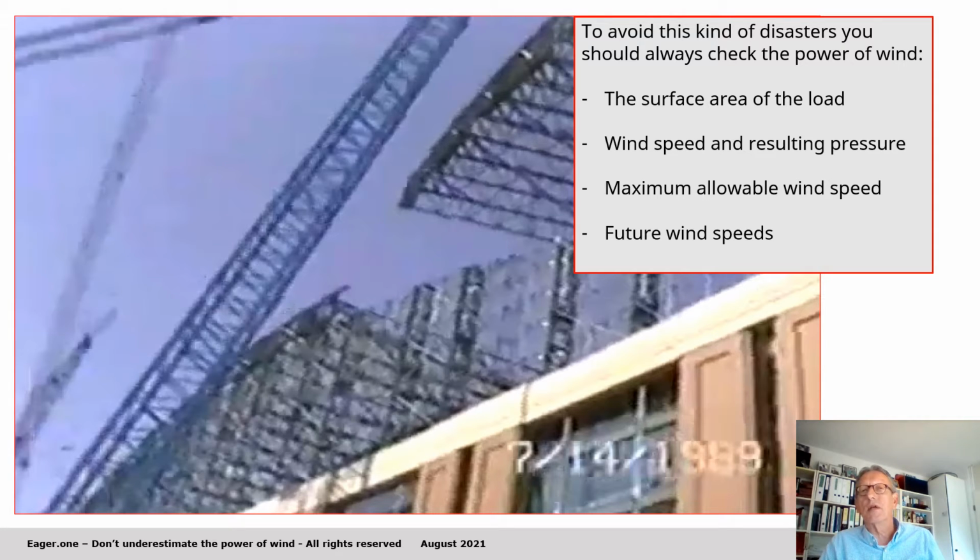Do a calculation there. Make sure that you know the surface area. Then, of course, the power of wind, the wind speed resulting in a wind pressure. We will see how we can calculate this. Then, looking at the crane, you have to be familiar with the maximum allowable wind speed for the specific configuration in use. And upon start of an operation, you have to double check on the wind speed forecast. And we will see how we can receive these data.